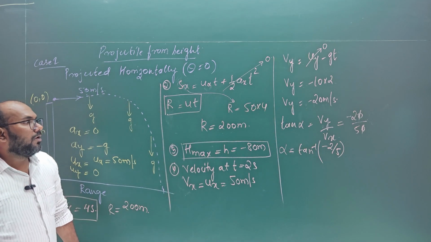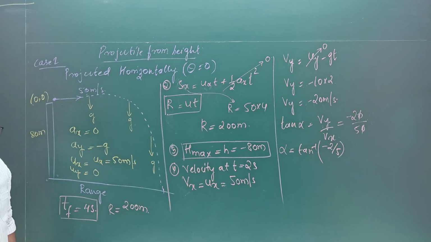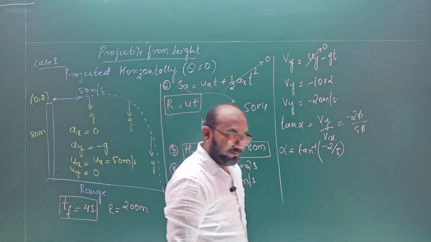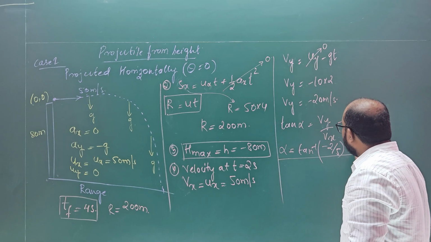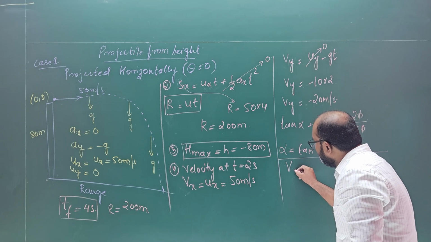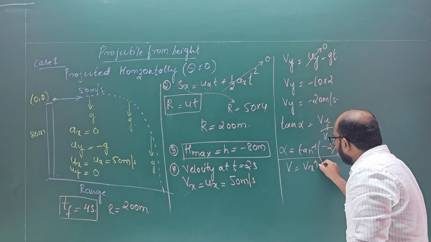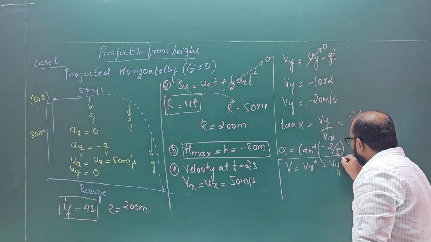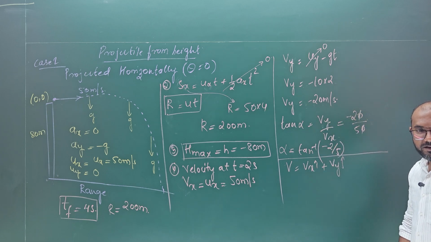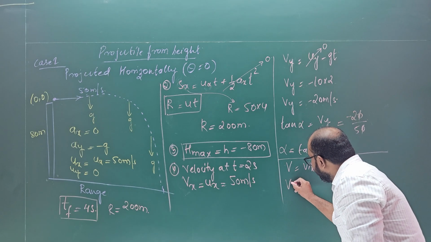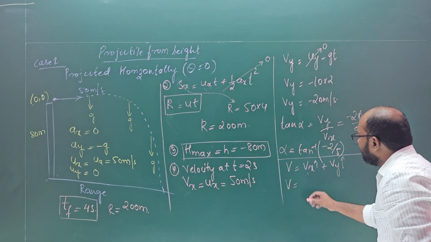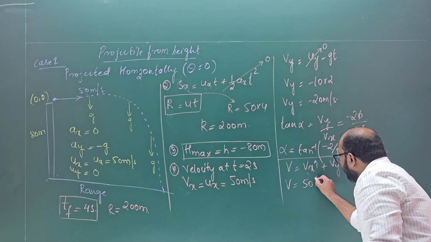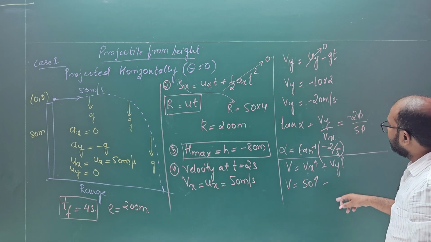Yes or no? Okay. They can ask you to write the same thing in vector form. So if I want to write the same thing in vector form, then can I write V is nothing but Vx i cap plus Vy j cap? Yes or no? Or V can be written as Vx. What is the velocity along the x-axis? That is 50 meters per second. So can I say 50 i cap, and the velocity along the y-axis we got what?